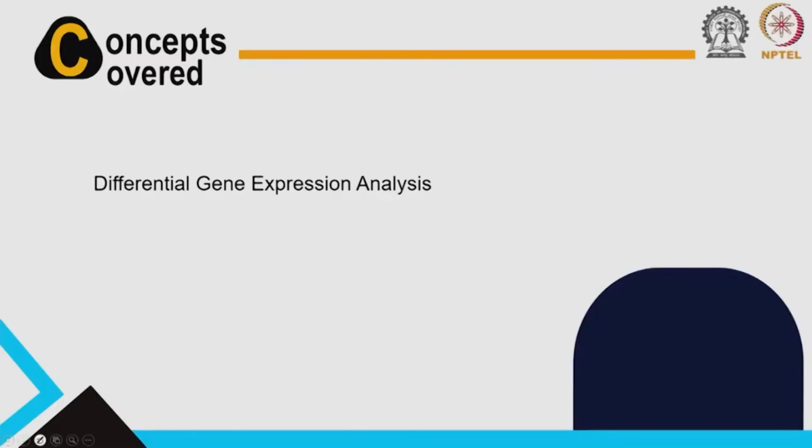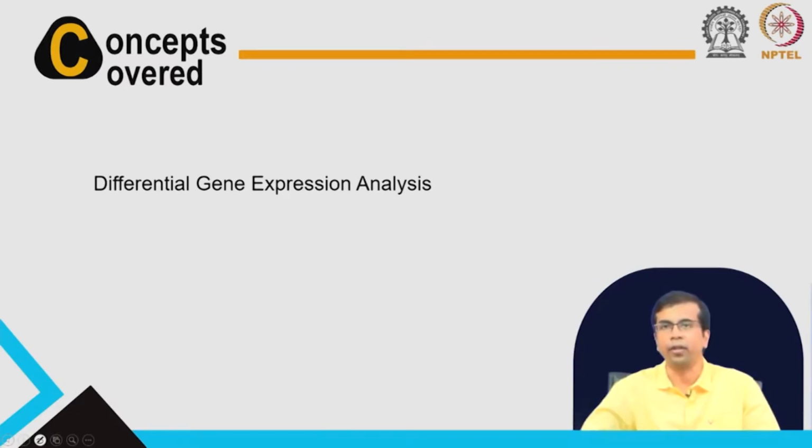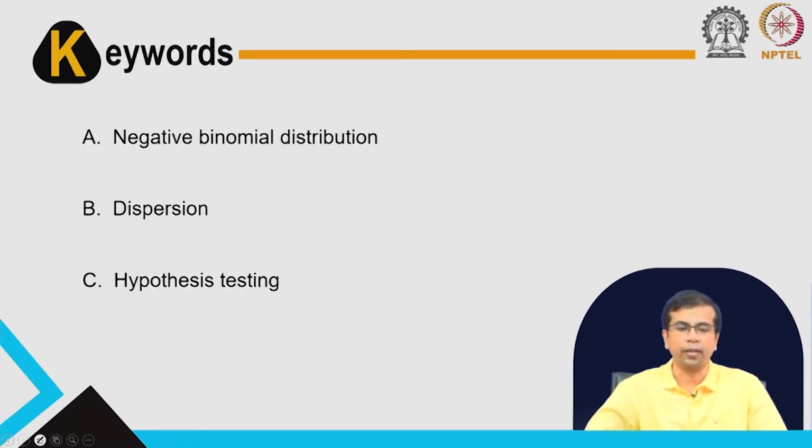So, this is the agenda for today's class. We will talk about differential gene expression analysis, we will talk about the concepts, and then we will introduce some of the tools that we use for doing this kind of analysis. Okay. So, let us get started. Here are the keywords for this class that you will come across: negative binomial distribution, dispersion and hypothesis testing.